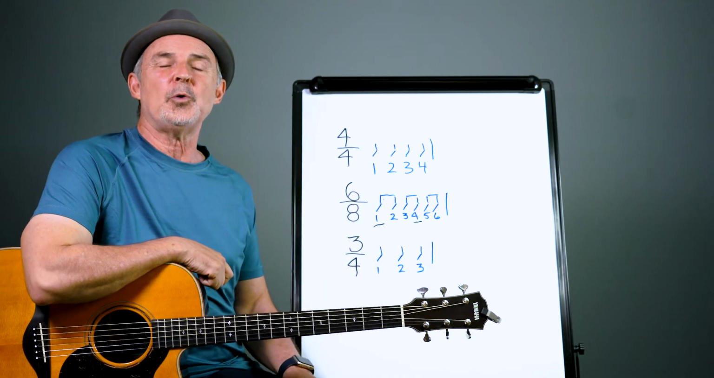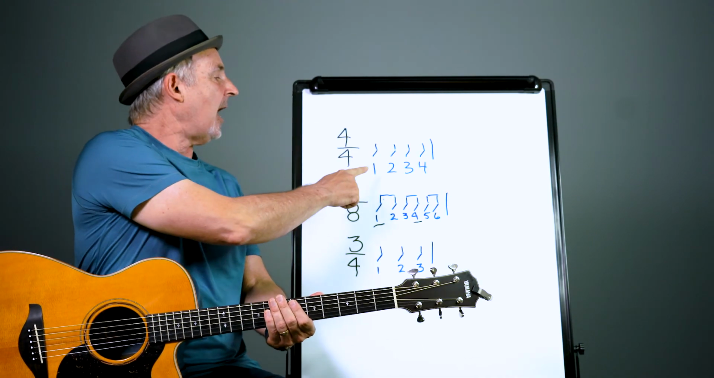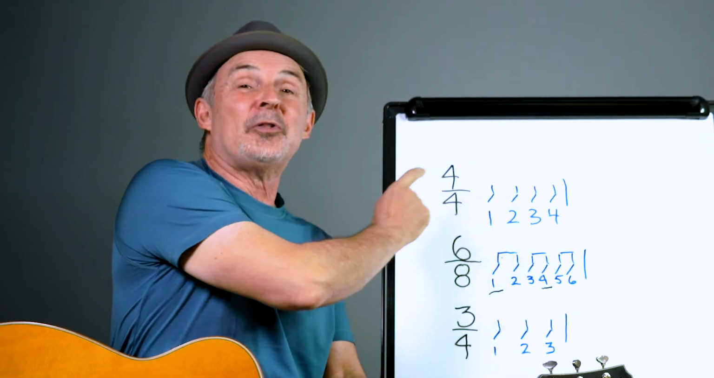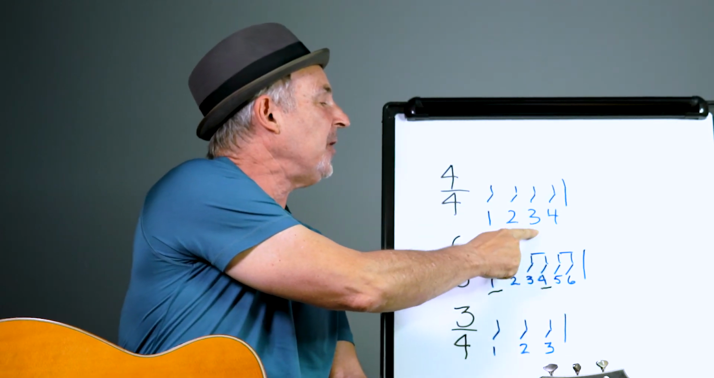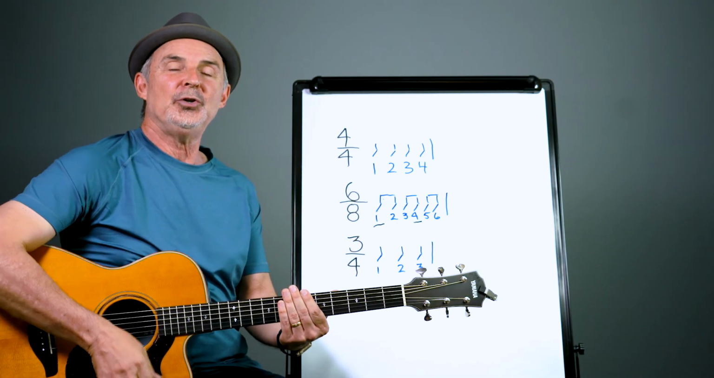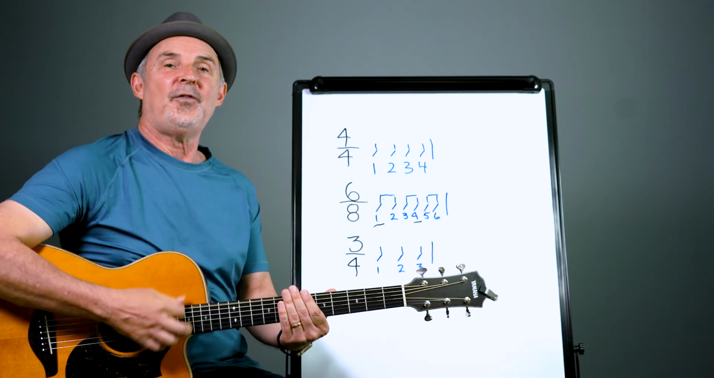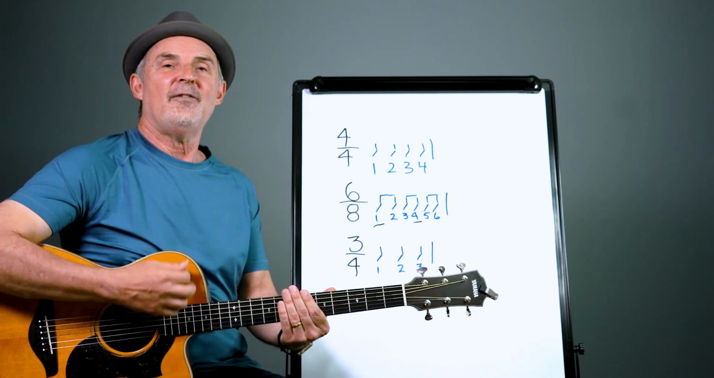So let's start with 4/4, or the top one, which is by far the most common one in pop, rock influenced music. So 4 beats in the measure, I've written it out. These are quarter notes, my version of quarter notes, and I've numbered them 1, 2, 3, 4. So if you were keeping the beat, it would sound like 1, 2, 3, 4. And then the next measure, 1, 2, 3, 4.